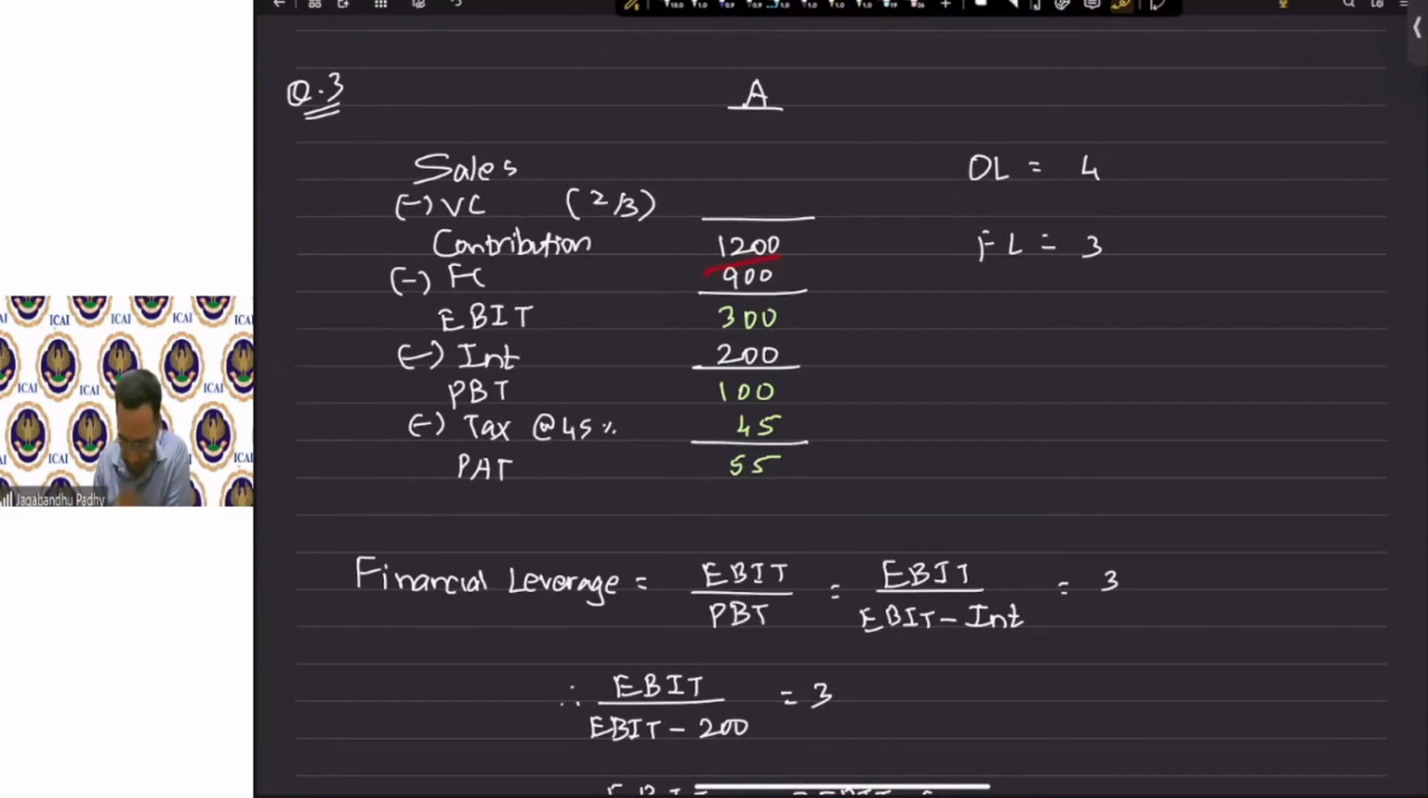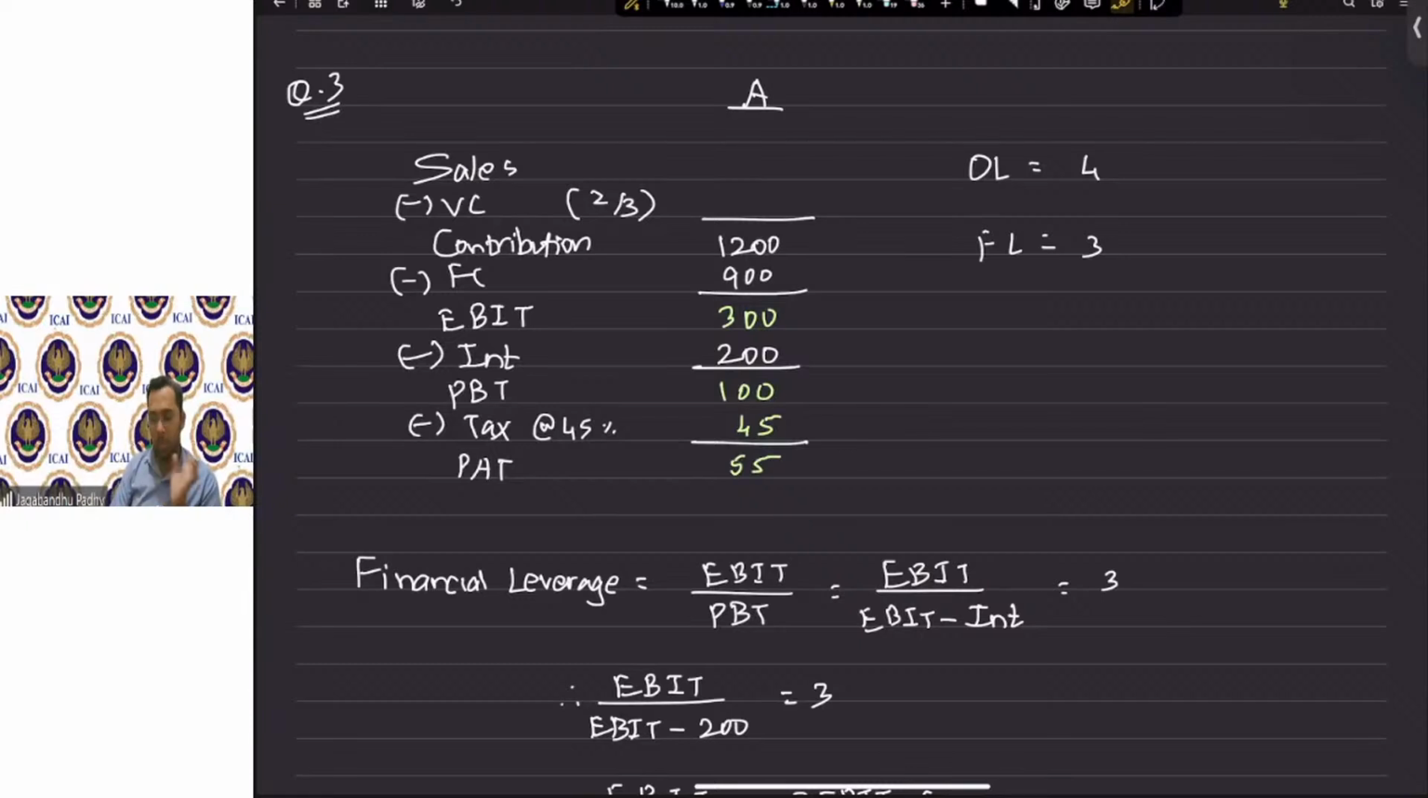Contribution is 1200. So we're done with contribution till PAT. Only the sales and variable cost component is pending. Can you tell me what will be the variable cost and sales figure for this? Anyone, guys? Can you tell me what will be the contribution, variable cost and the sales figure? Just tell me the variable cost and the sales figure, guys.